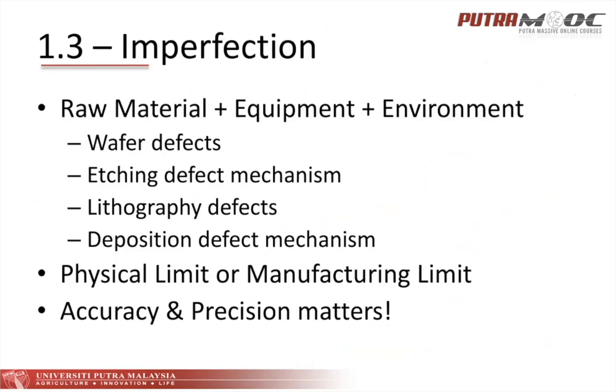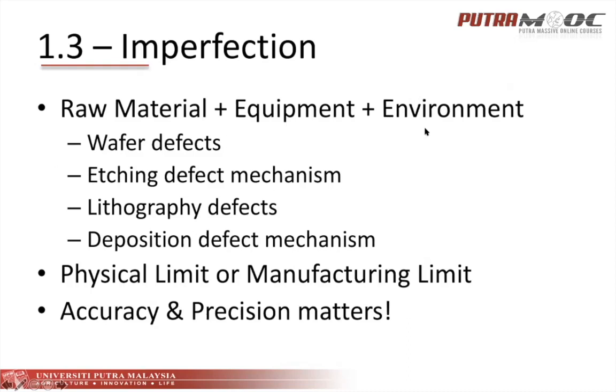So this is what we call the manufacturing limit. Okay, if it comes from the raw material, it could be due to impurities or it could be due to physical limits. And then another reason why we have this kind of imperfection is of course the environment.